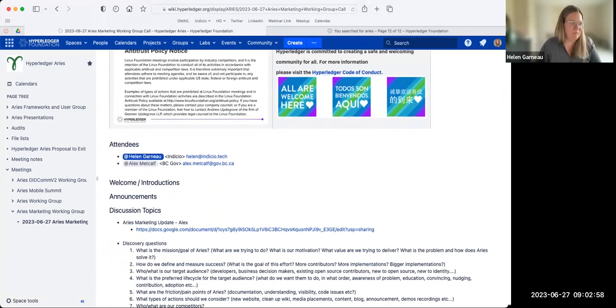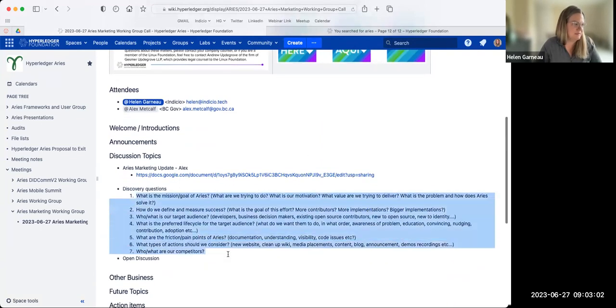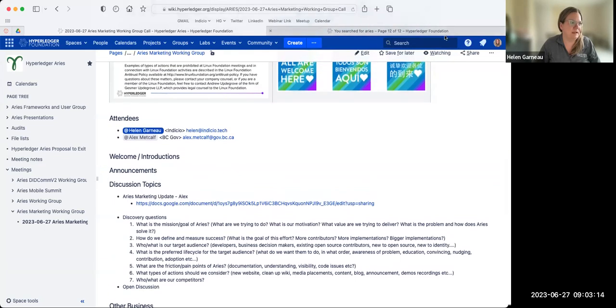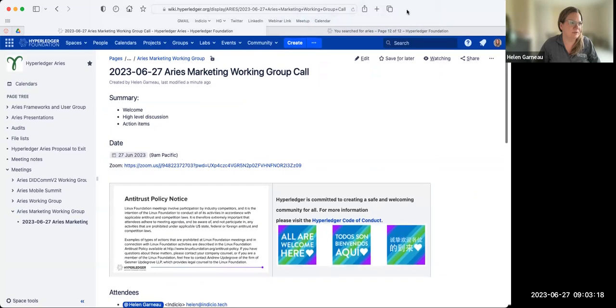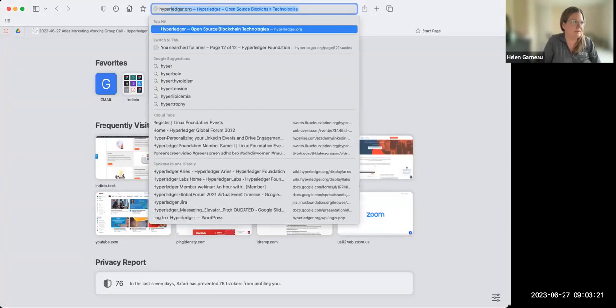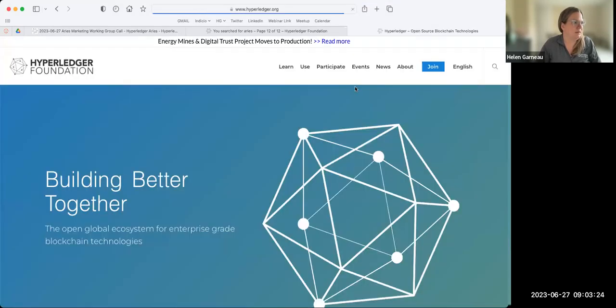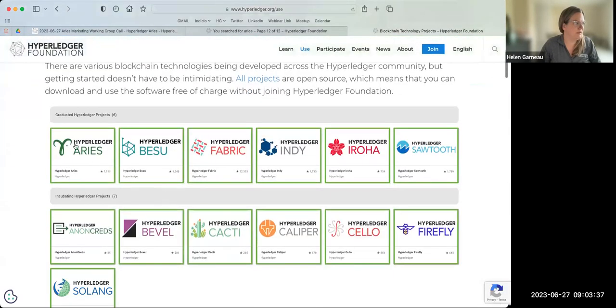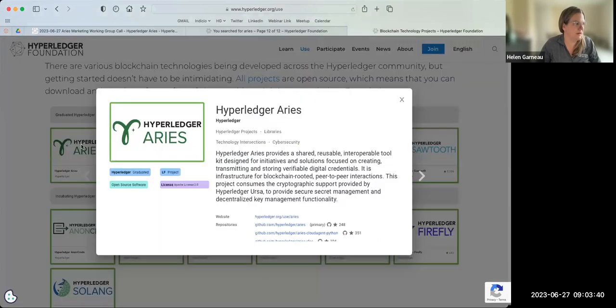Welcome. What I did is I went ahead and popped in discovery questions from a previous conversation, and I was hoping we could work towards answering them. But what might also be helpful is if we look at where we're starting from. So if we go to the Hyperledger website, and go to, I think, use libraries, tools. I can never remember where to find it. But here's Aries in the graduated projects and the description. So this is the official description.